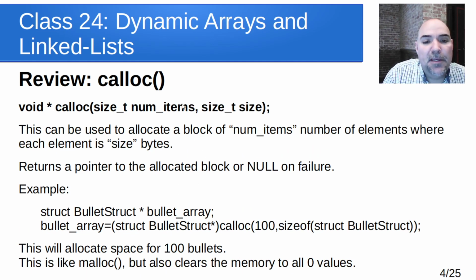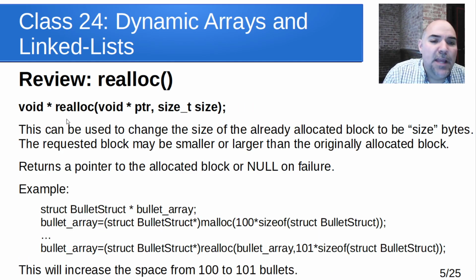calloc does the same thing, except the way we pass it in is a number of items and the size of each. It does the calculation for us, and it returns a pointer to that block of memory. For realloc, we pass in a previously allocated pointer and the new size that we want it to be, and it returns a pointer to the new block, or null on failure.